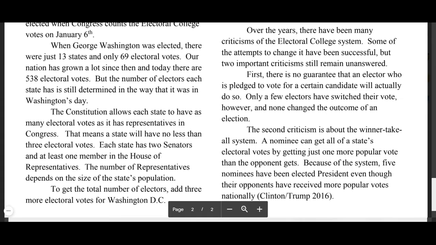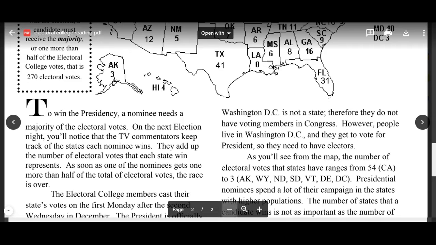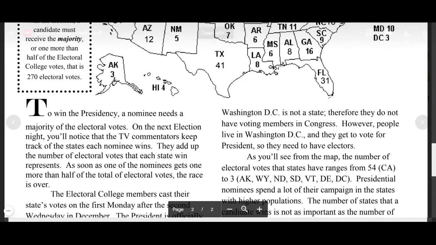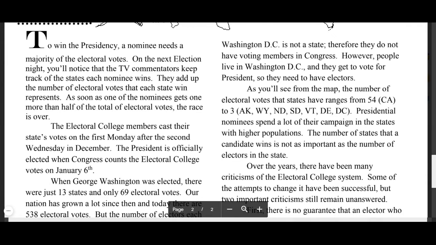To get the total number of electors, add 3 more electoral votes for Washington, D.C. Washington, D.C. is not a state, therefore they do not have voting members in Congress. However, people live in Washington, D.C., and they get to vote for president, so they need to have electors. As you'll see from the map, the number of electoral votes that states have range from 54 in California to 3 in Alaska, Wyoming, North Dakota, South Dakota, Vermont, Delaware, and Washington, D.C.